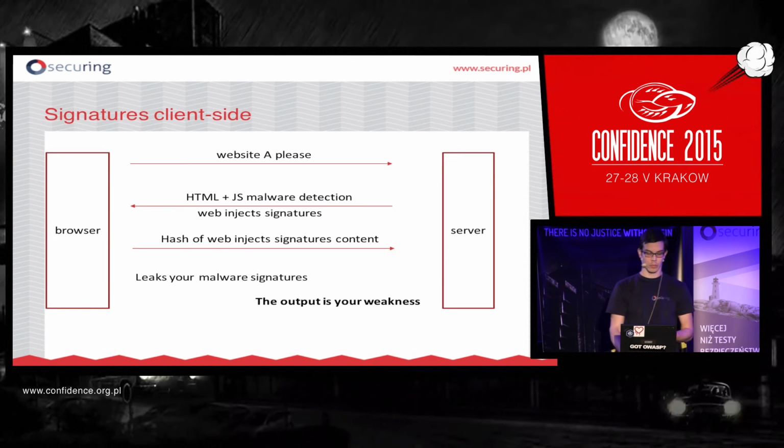Actually, by doing code deobfuscation, as I said before, we were able to see which signatures, which JavaScript objects related to web injects, the anti-malware mechanisms were looking for. And one other thing: there were two approaches, because here we have one phase, two phases.